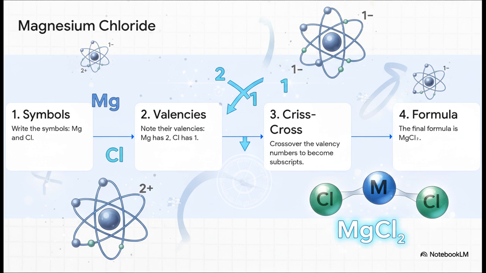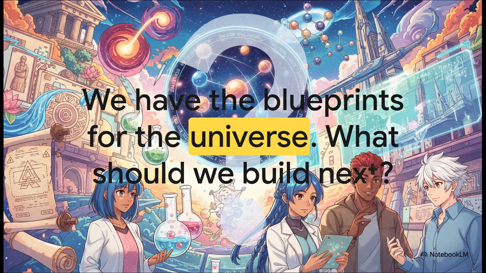Now for the magic trick, step 3, you crisscross those numbers. The 2 from magnesium slides down to become the subscript for chlorine, and the 1 from chlorine slides over to magnesium. So step 4, our final formula is MgCl2. It means one magnesium atom is holding hands with 2 chlorine atoms. That's it.